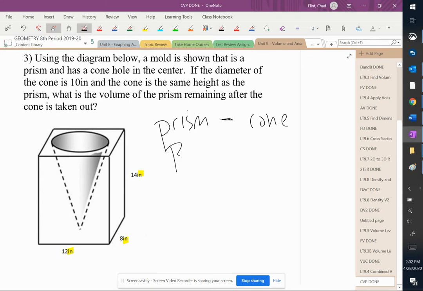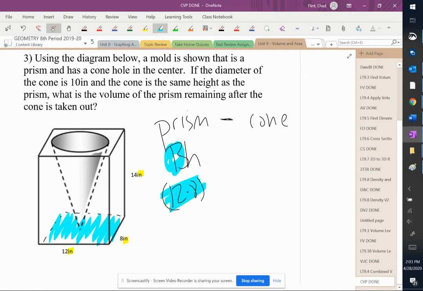Prism formula is area of the base times the height. Like anything with a prism, it doesn't matter what you want the base to be. I like to leave the base as the bottom whenever I can. So we've got a base down there. So there's my base, which has a 12 and an 8 for a width and a height. So 12 times 8 is the area of the base. So that's my blue base there.